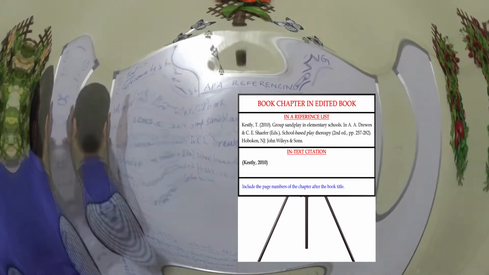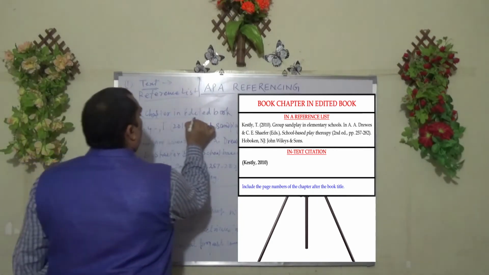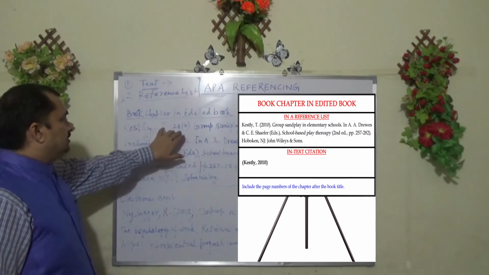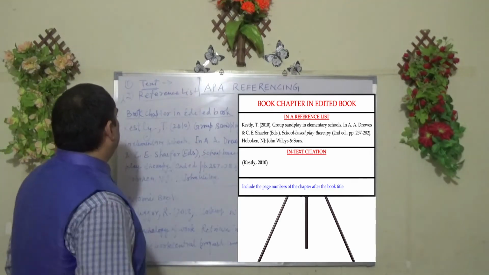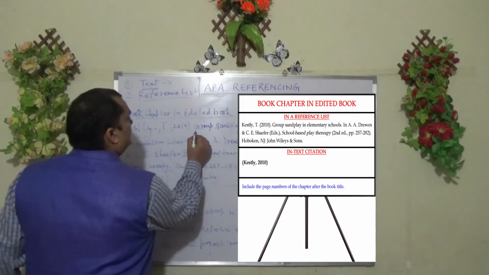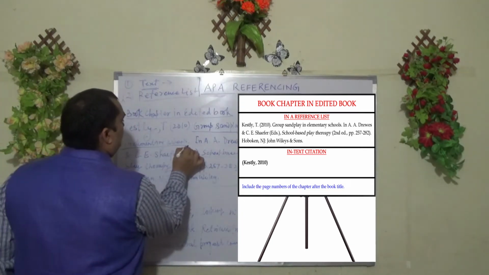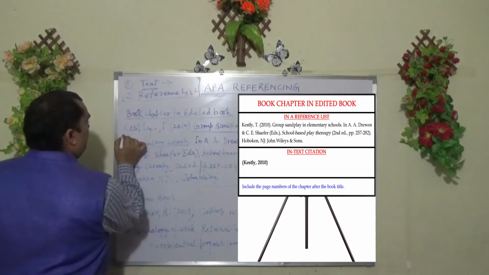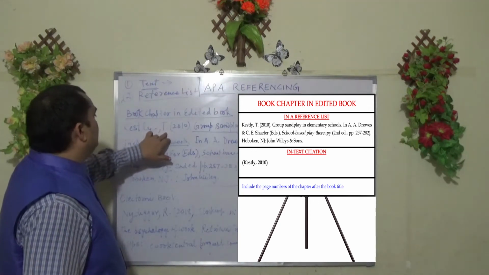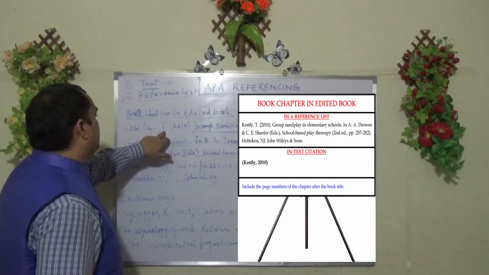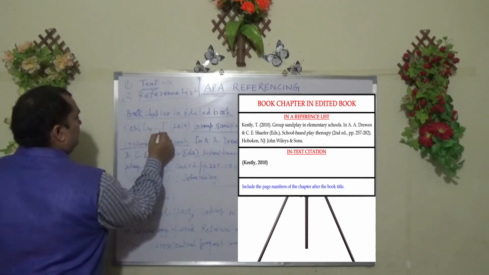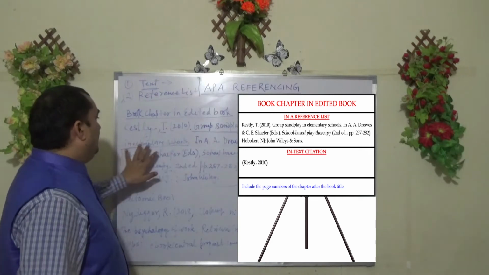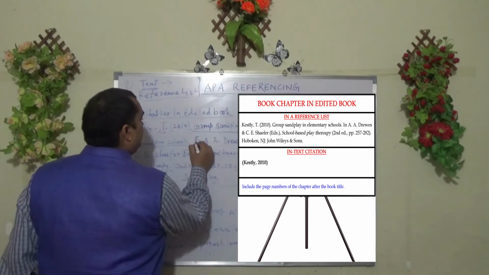Let's see that. Okay, so this is the case of a book chapter in an edited book that we are going to discuss. You can see in the image also. Written by Kesley T., it was published in 2010, and the book chapter title is Group Science Play in Elementary School, which is published in the edited book, edited by. So what do we write? First we write the surname, comma, the first letter of the author's first name. Here Kesley, comma, T dot, year of publication dot, title of the book chapter, and in which book it was published. So we give In.